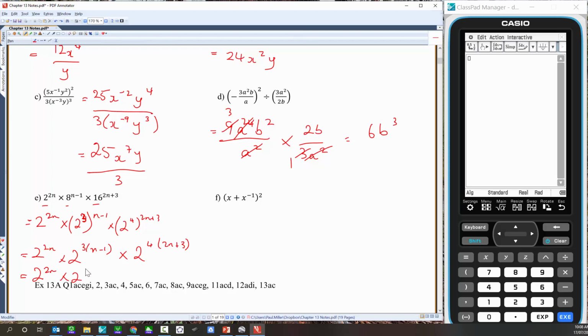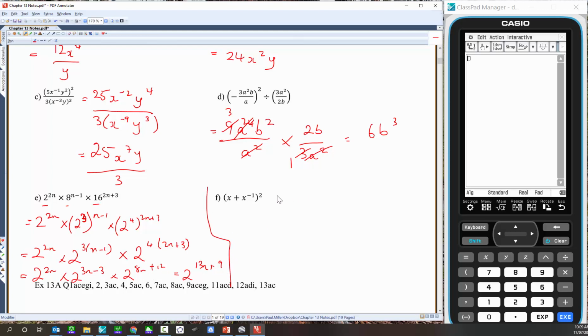3n, take 3 times 2 to the 8n plus 12. And we've got common bases, so what we're going to do is add the powers. So we've got 2n plus 3n, which is 5n, 5n and 8n is 13n, 2 to the 13n, and that's going to be plus 9. Okay, this last one here.